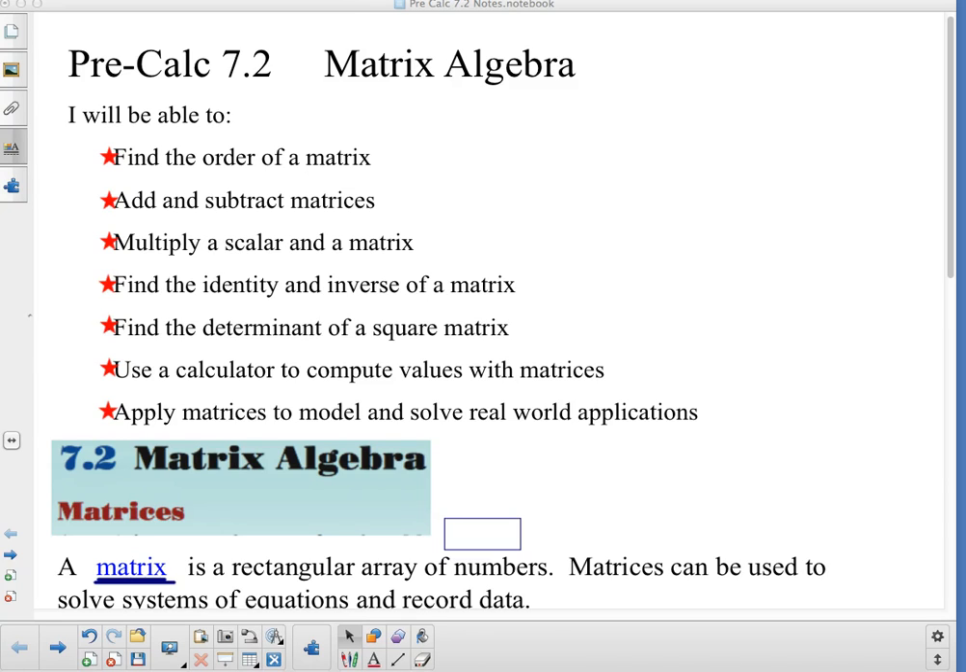In this lesson we will find the identity and inverse of a matrix, find the determinant of a square matrix, use a calculator to compute values with matrices, and apply matrices to model and solve real-world applications. We will probably get through to the scalar multiplying of matrices, and then we'll see. There's something we do with the transpose of a matrix that we might get to, just depending on how I feel today.